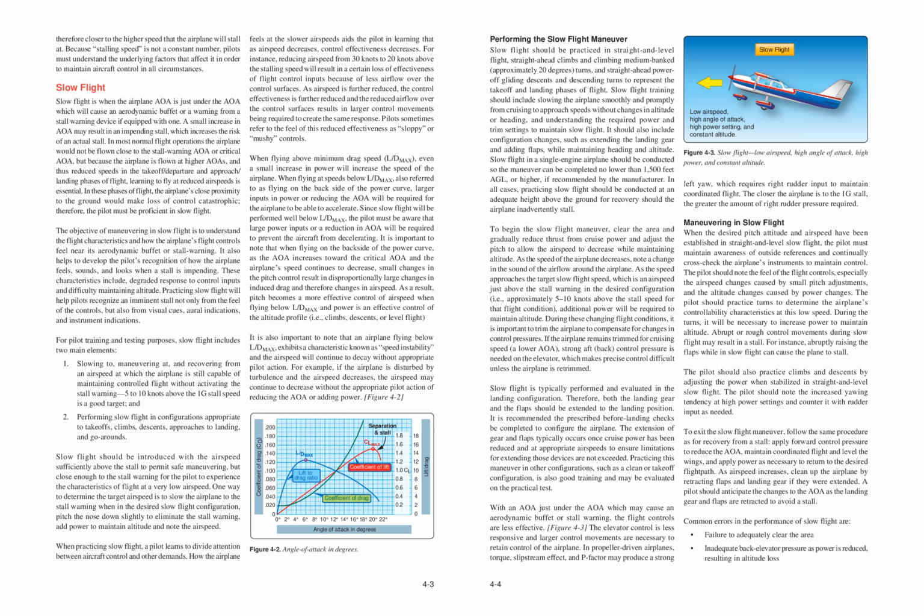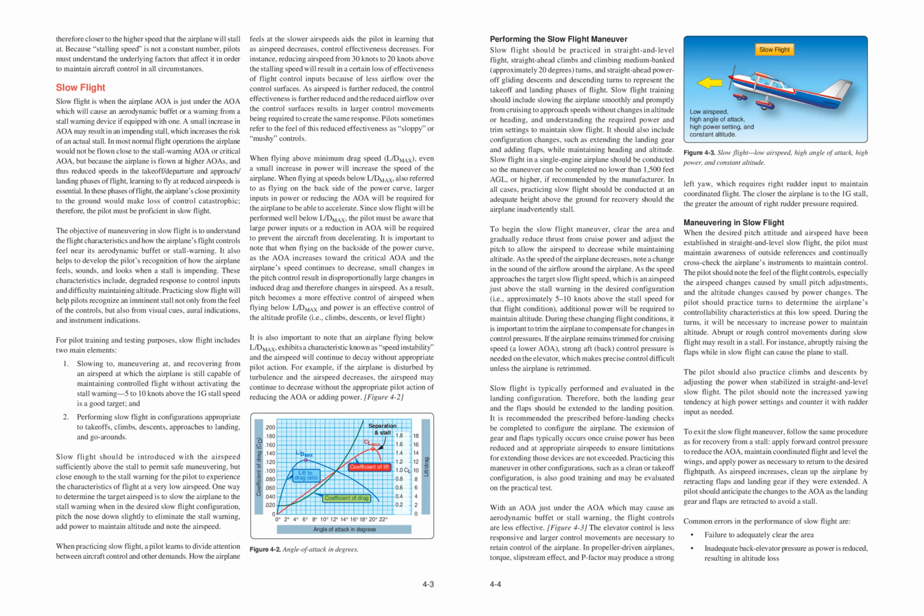Practicing this maneuver in other configurations, such as a cleaner takeoff configuration, is also good training and may be evaluated on a practical test. With an AOA just under the critical AOA, which may cause an aerodynamic buffet or stall warning, the flight controls are less effective. The elevator control is less responsive and larger control movements are necessary to retain control of the airplane.